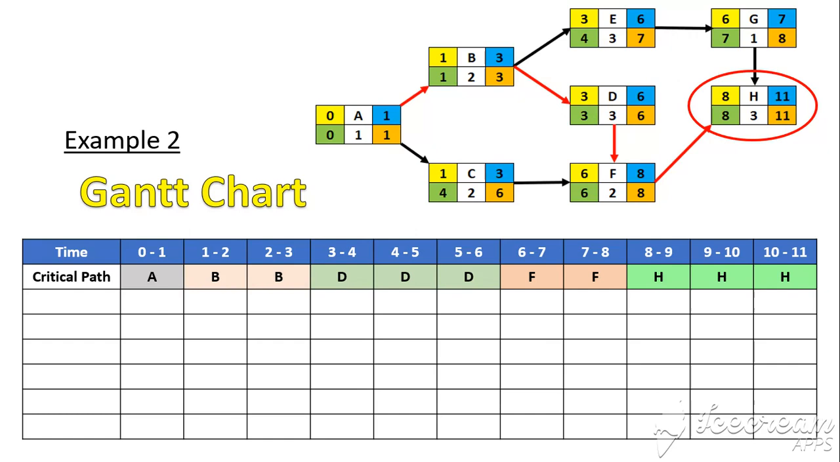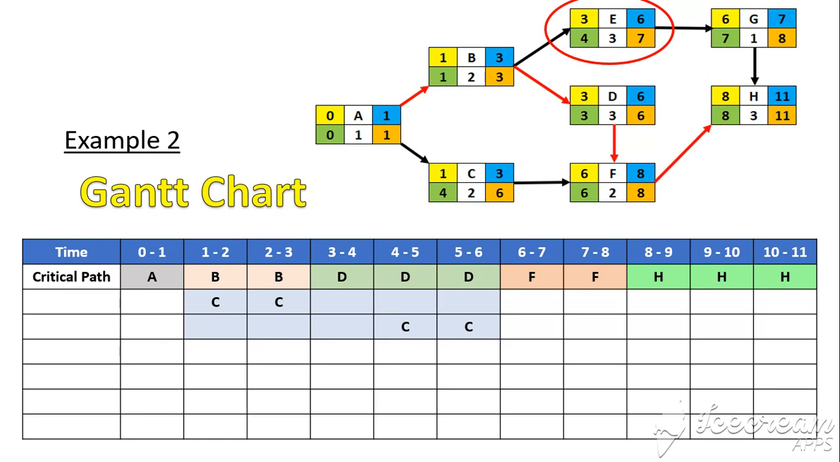Let's look at other activities within this project. Activity C can start at the 1st minute and finish at the 3rd minute, but it could also start at the 4th minute and finish at the 6th minute. So activity C can happen at any time within this interval.